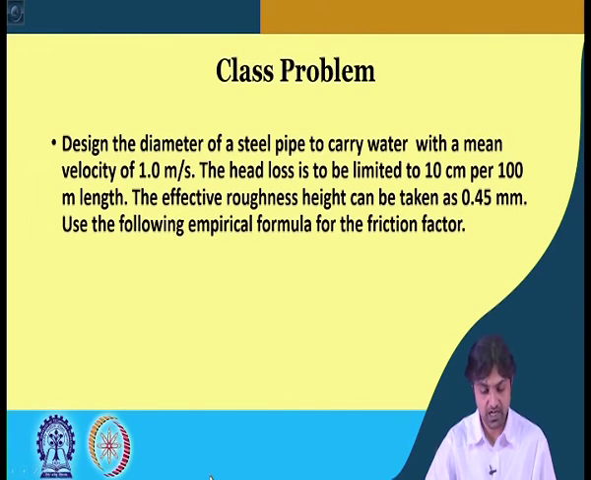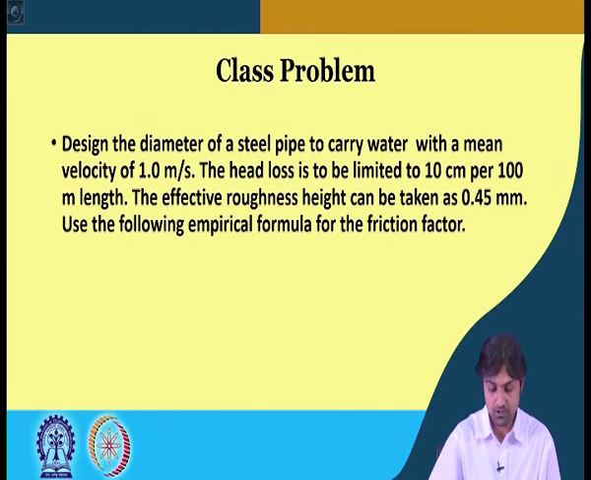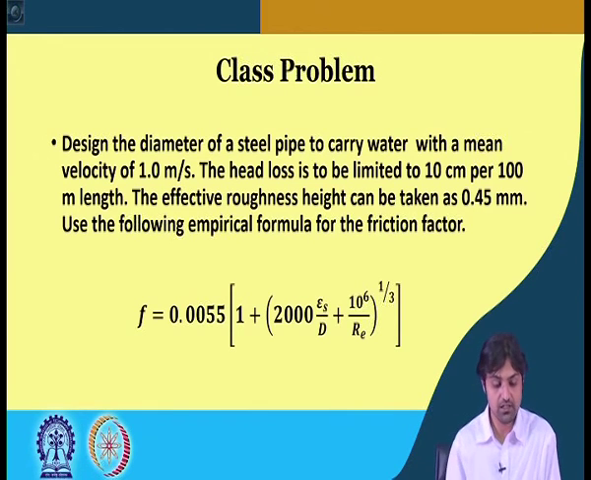This is the last problem before the end of today's lecture that we are going to do. It says: design the diameter of a steel pipe to carry water with mean velocity of 1 meter per second. The head loss is to be limited to 10 centimeter per 100 meter length. The effective roughness height can be taken as 0.45. Now use the following empirical formula for friction factor. So in this question, you see we have already been given epsilon.